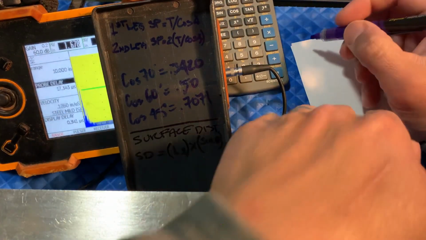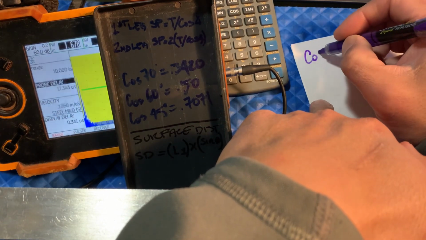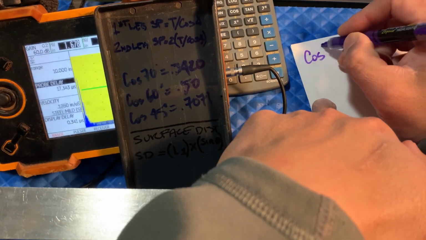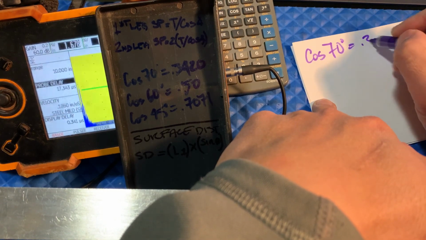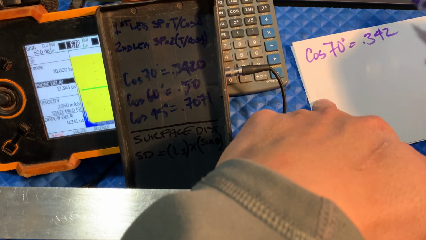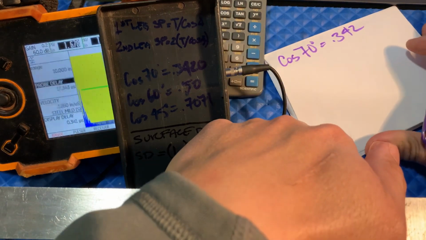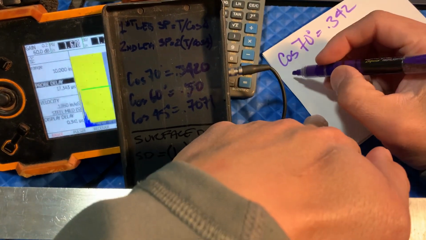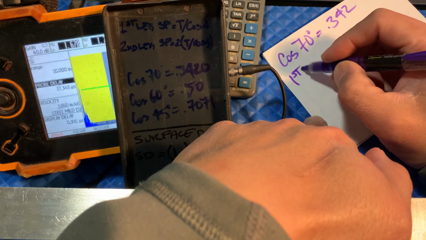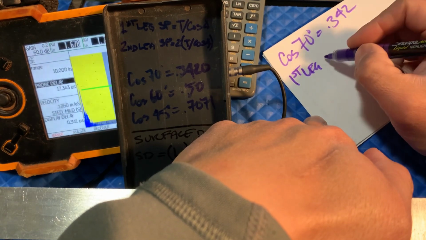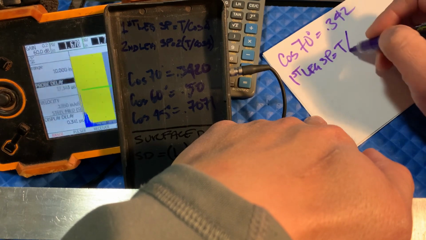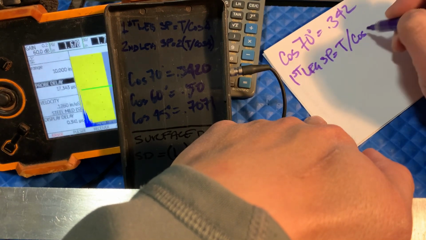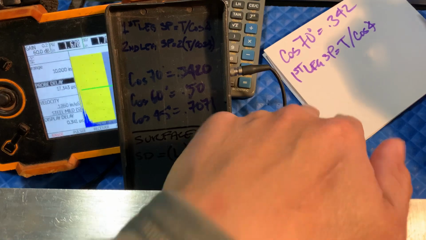So we have cosine of angle, and the math works out to be 0.342 on that. And then the next one, we have the first leg sound path, which is the thickness of the material divided by cosine of the angle.